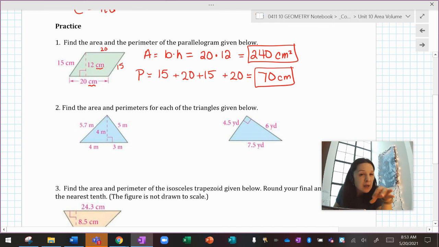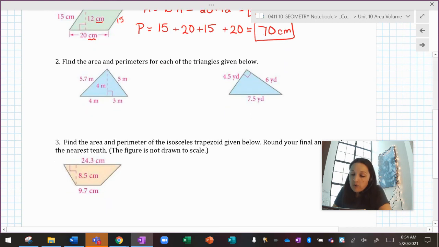Now, everybody's afraid to ask this: Mrs. Weber, does that centimeter squared mean I square the 240? No, no, no, no, no. It's just saying square centimeters, that you could fit 240 little tiles inside of the space. Okay, you do not square the 240, it's just the units that are squared.